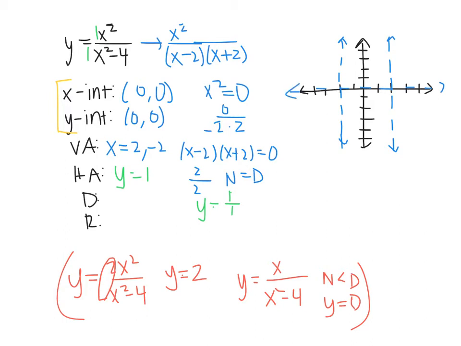So we're going to have 3 parts to a graph. A part here, a part here, and a part here. So the left of the first asymptote, the middle of the 2 asymptotes, and then the right. In order to figure out what those parts look like, we're going to have to make ourselves a table.